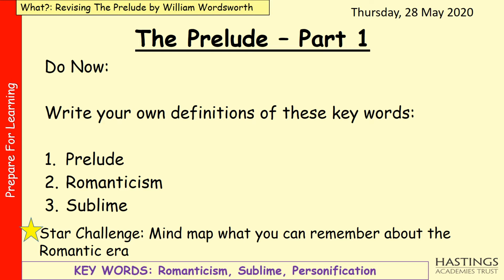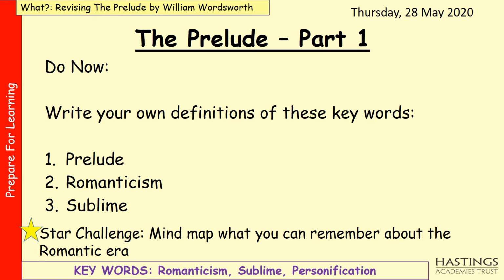Okay, hopefully we've done that now. So that first word, prelude, basically means an introduction to something. This was the beginning part of a really long poem that William Wordsworth wrote. The second word is romanticism. This was a literary and artistic movement in the 1800s where poets and artists dealt with themes such as nature, emotion, the power of the individual. The third word is sublime, and if something has great excellence or beauty, then you would describe it as sublime.